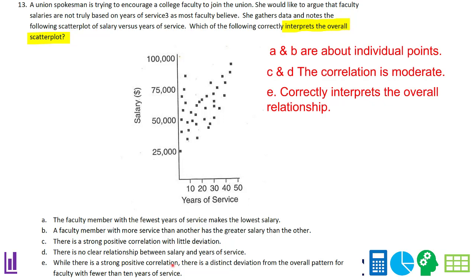While there is a strong positive correlation, and it said little deviation, I'm not sure if it's strong. Anyways, there is a distinct deviation from the overall pattern for faculty with fewer than 10 years of service. This looks moderate to me. Strong moderate, maybe. Who knows? Okay, so E is the correct answer.